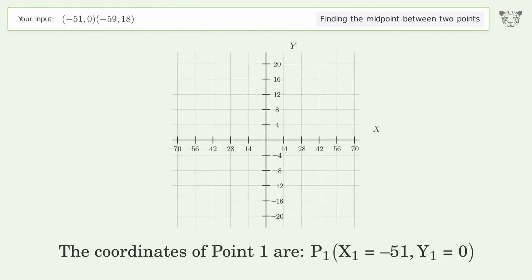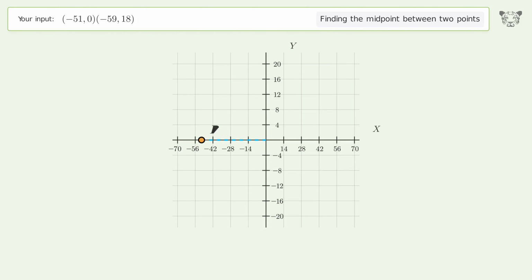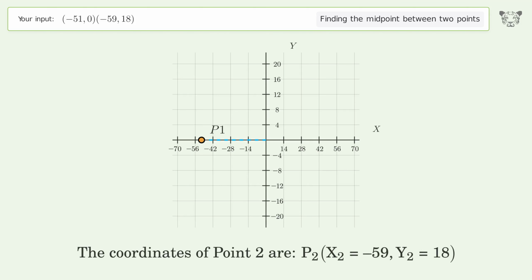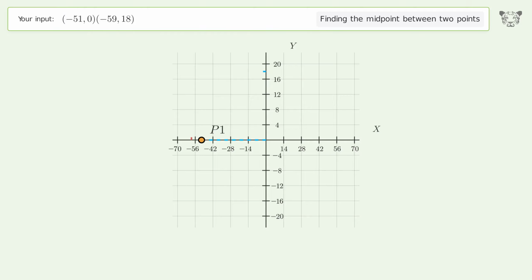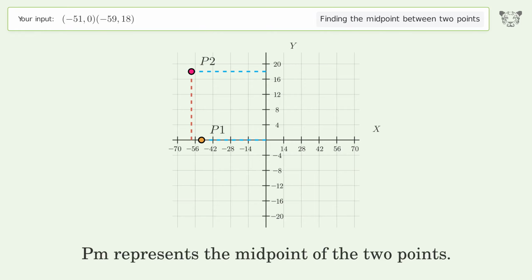The coordinates of point 1 are, x1 equals negative 51, y1 equals 0. The coordinates of point 2 are, x2 equals negative 59, y2 equals 18. PM represents the midpoint of the 2 points.